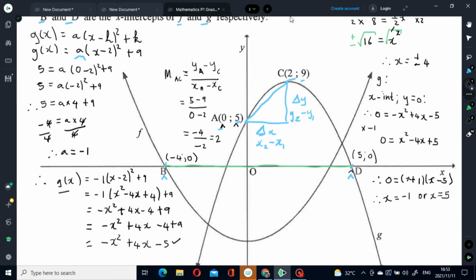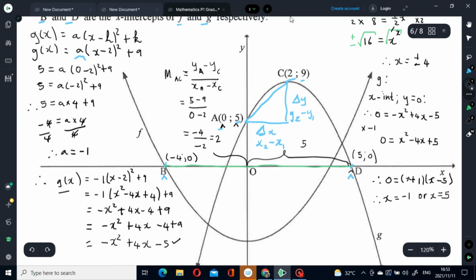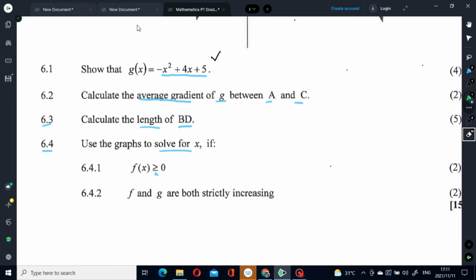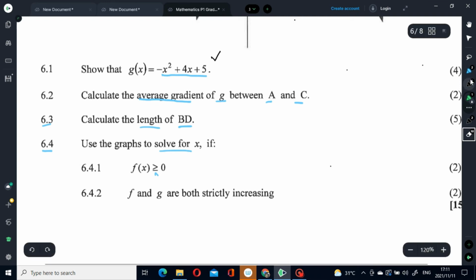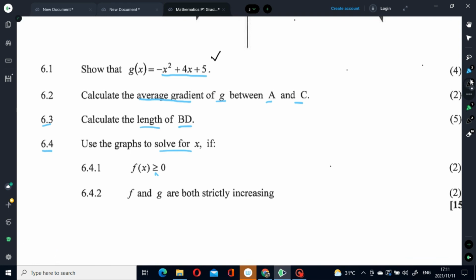Right, so now it's easy to find the distance. The distance between the origin and D is 5 units. That's quite clear, 5 units. And the distance between the origin and B, remember, is 4 units to the left. So the sum of the two, in other words, the length of BD is equal to 5 plus 4, which is equal to 9. Perfect. Lovely.